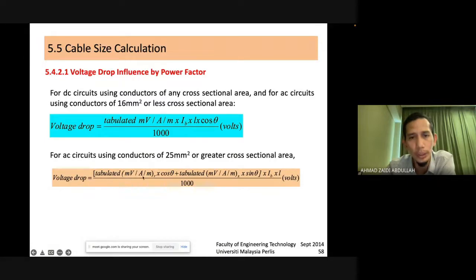In the tabulated millivolt per ampere per metre, if you refer, this is the value for R and this one is for X. This one already becomes cos theta and this one becomes sin theta. This one is the same IB and this one is the length. You have to try it, and when you do it you will learn how to get it right. So your project must show the calculation based on this formula.